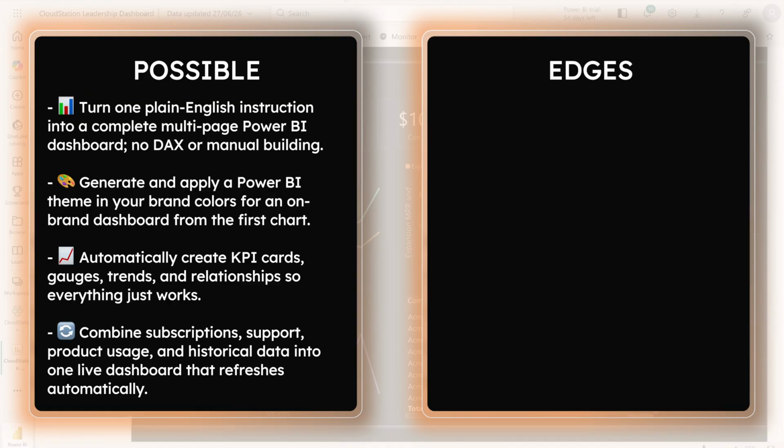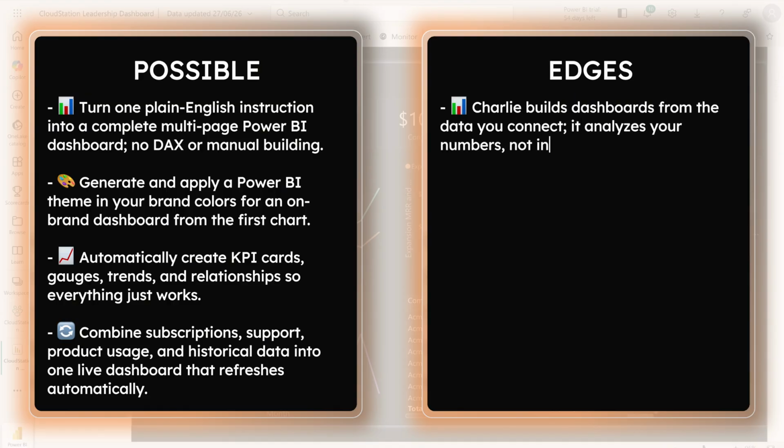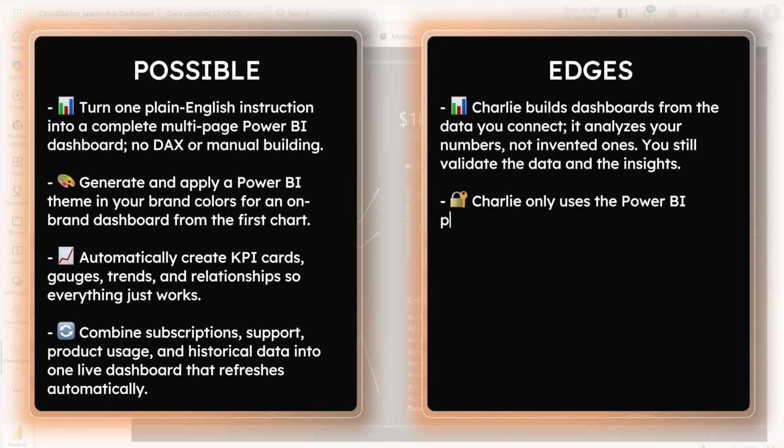Now the edges. Charlie builds from the data you connect. It reads your numbers, it doesn't invent any. The dashboard is only ever as good as the data you point it at. It works inside the Power BI connection you authorize. It doesn't have any extra permissions.